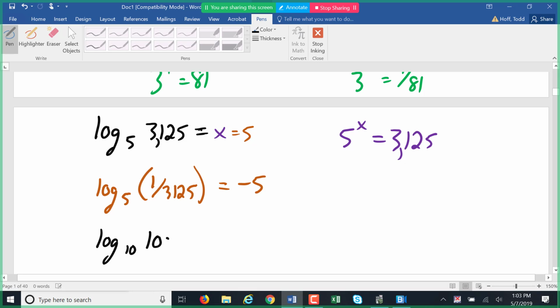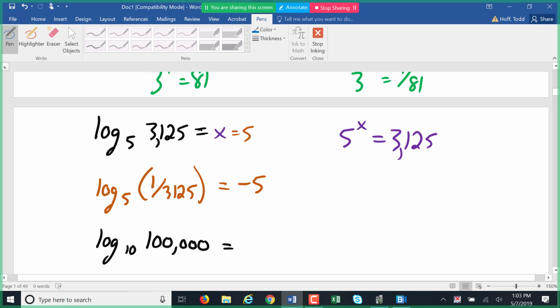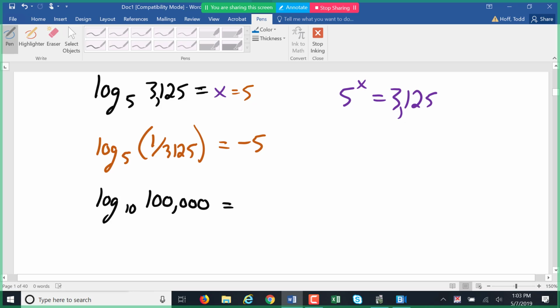Log base 10 of 100,000. Log base 10 is actually fairly simple when you have even numbers like this, 100,000, because 10 to what power equals 100,000? You got it. There's 5 zeros, so that's 10 to the 5th power. So log base 10 of 100,000 is 5.